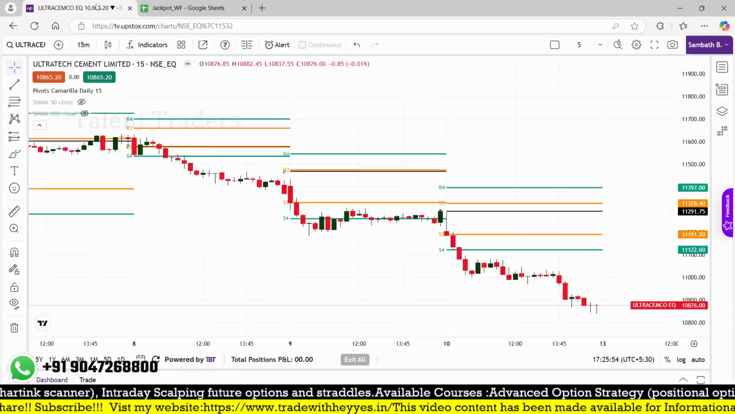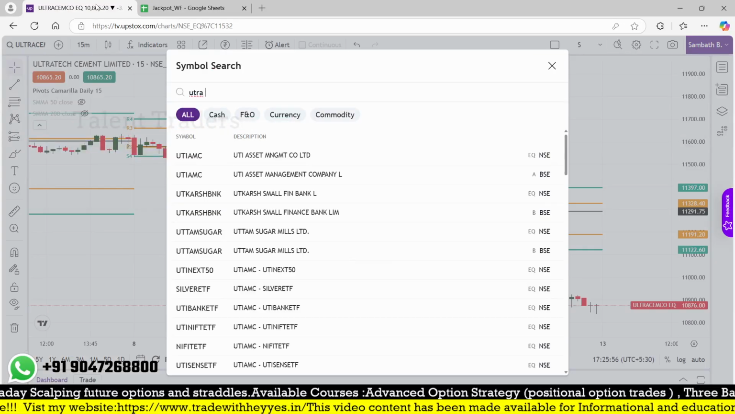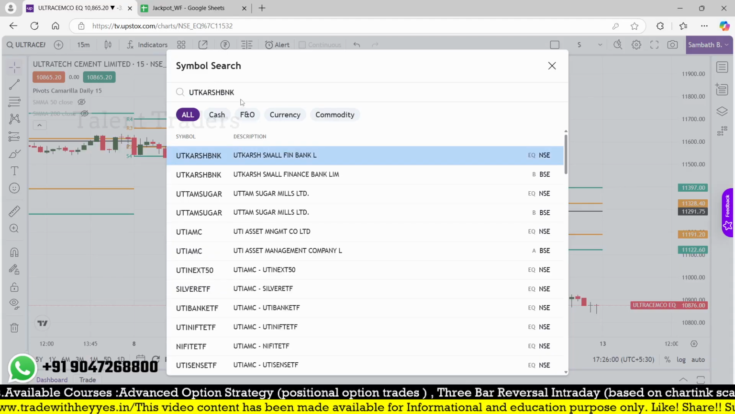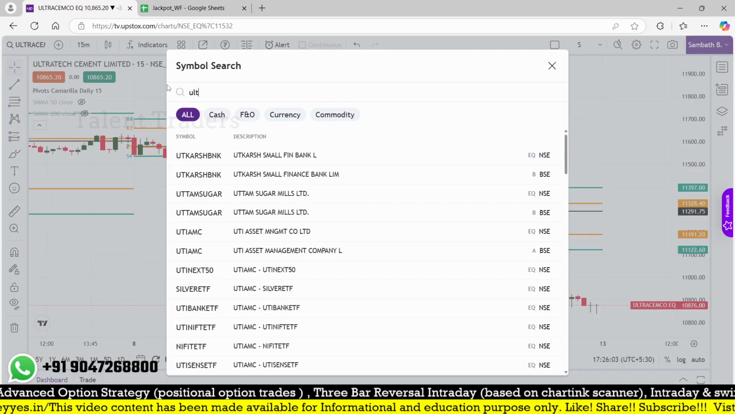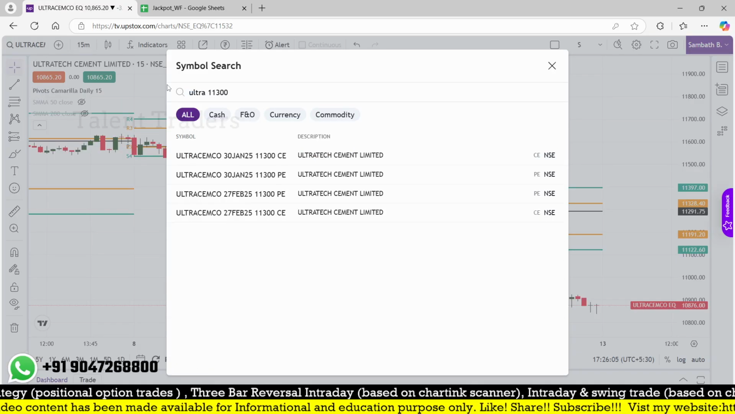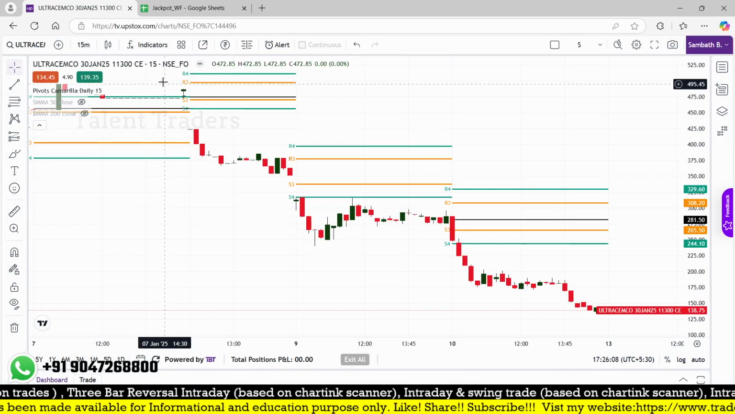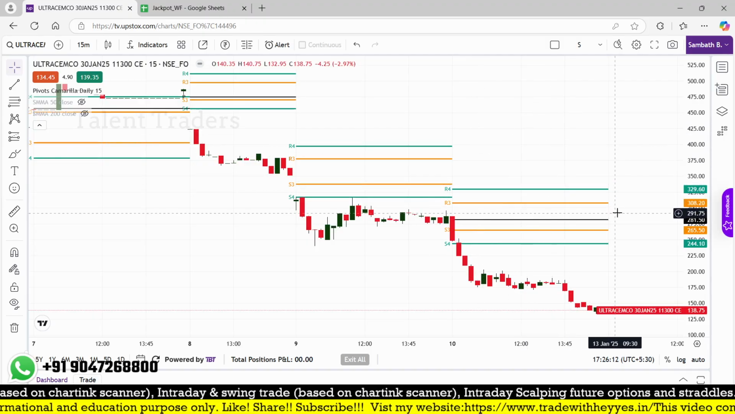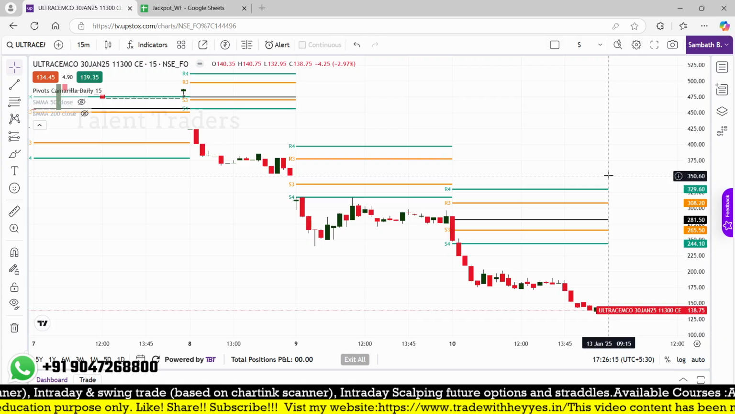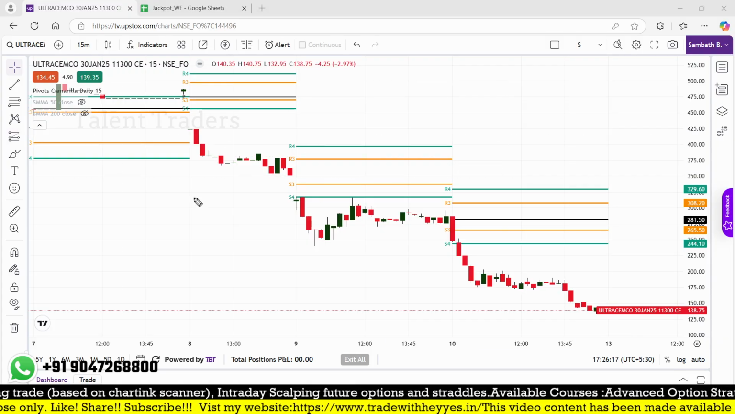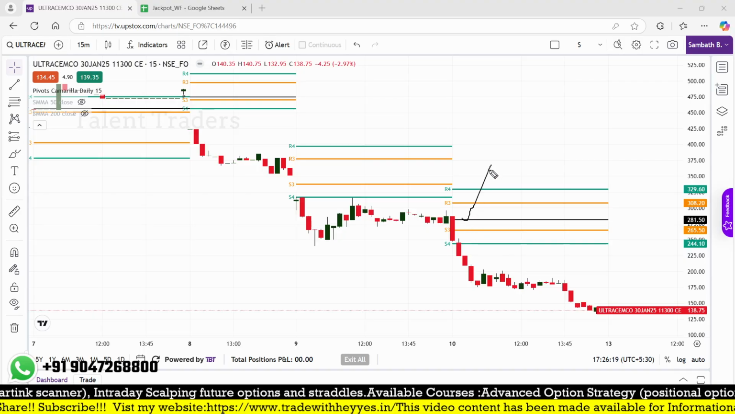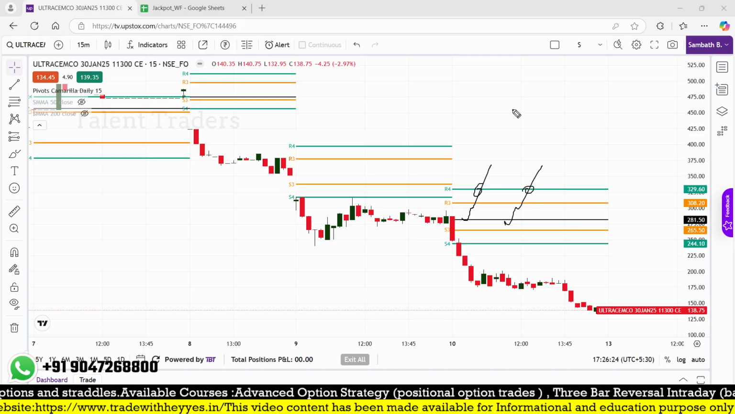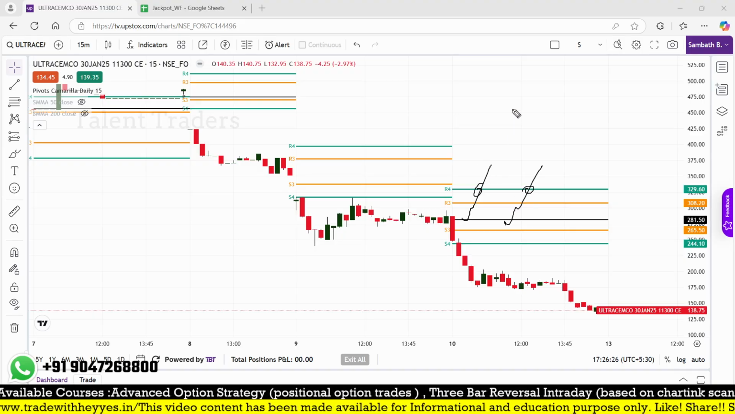Let me check Ultratech Cement 11,300. If you are looking at the 11,300 call option, for both strike prices we are looking at the R4 level, 329.60, and that was not broken. Because either call or put, we are looking for a buying opportunity. If a call breaks the R4, it is a buying opportunity, and if a put breaks the R4 also. Either call or put, we are tracking both for an R4 breakout.